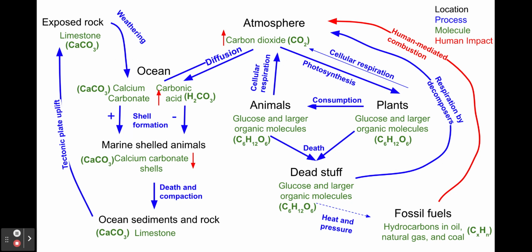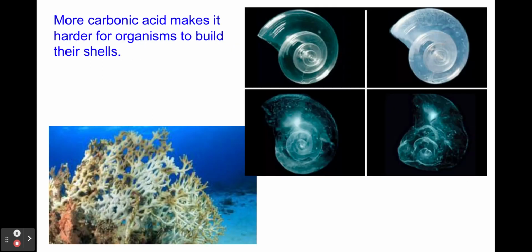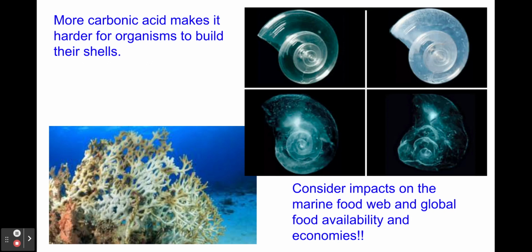This is actually a big problem because all of those little shelled animals are not just beautiful animals like coral, they're necessary animals like zooplankton. Those are the base of our food web. More carbonic acid makes it harder for organisms to build their shells. Consider the impacts on the marine food web, the ocean food web, global food availability, and human economies. People who rely on ocean food, on ocean animals for their primary food sources, and also for their jobs and local economies.